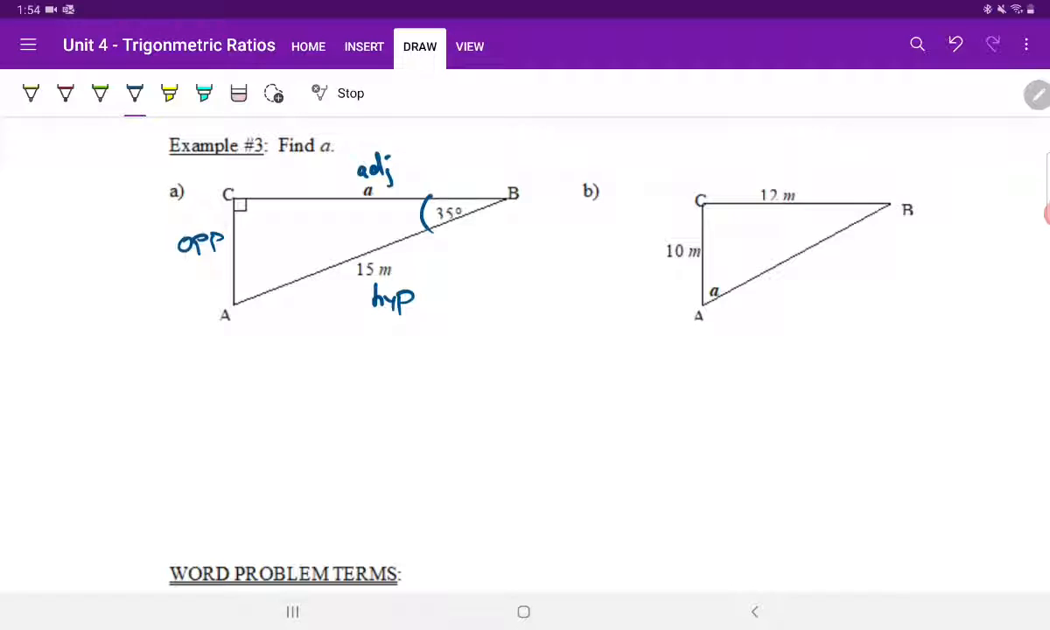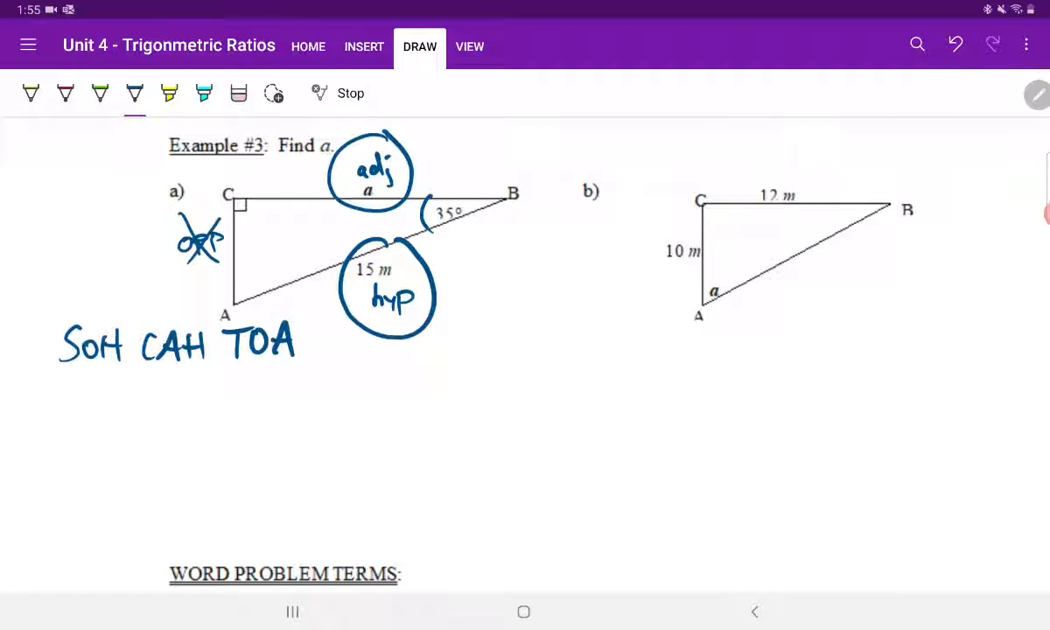Clearly, the opposite side is a non-factor for us, right? It's not asking us to solve anything on the opposite side. They're not giving us what the opposite side length is. So clearly, that is a non-factor. Clearly, we are dealing with these two sides. We need to solve for a, and they're giving us the hypotenuse. So what ratio do we use that deals with the hypotenuse and the adjacent side? Cosine. So you go cos theta is adjacent over hypotenuse.